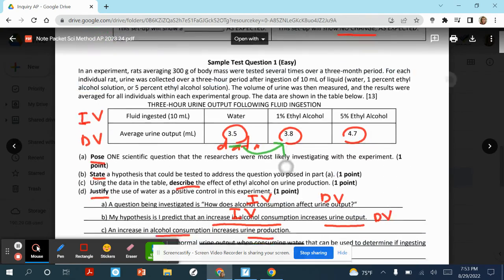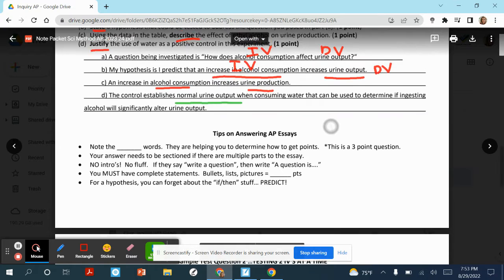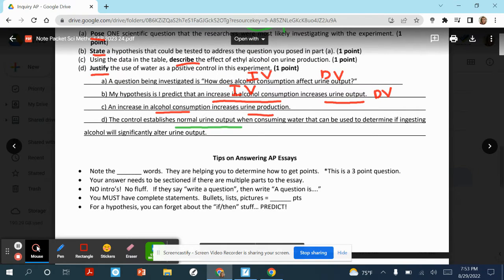Now going to the bottom here, I'm just giving you some tips that I already kind of talked about while answering this essay question. Again, note the bold words. That's how you can determine how to get your points. Now this isn't a 3-point question, it's actually a 4-point question.